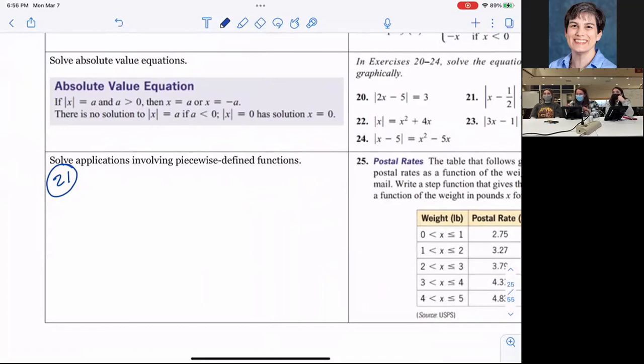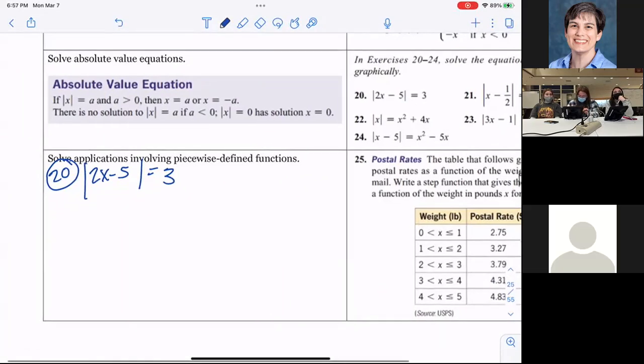But the same process follows, okay? So 20, sorry. We've got 2x minus 5. The thing about absolute value equations is that I have to set it equal to a positive answer and a negative answer. So really, I'm gonna have 2x minus 5 equals 3, and then 2x minus 5 equals -3, okay?